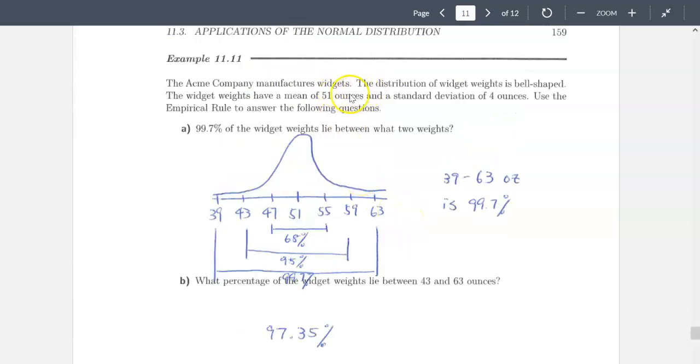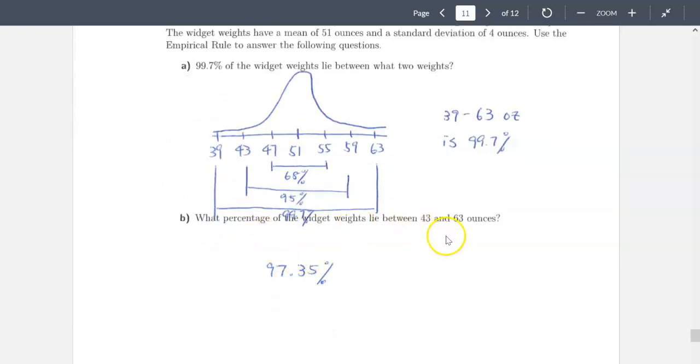And this is again using the empirical rule. You can use the empirical rule especially when the question asks you about 99.7, which should look familiar. They tell you they're making widgets. The most important thing is to look for the mean and the standard deviation. The mean is in the middle, 51. The standard deviation is 4. So we add 4 once, twice, three times, and we subtract 4 once, twice, three times. Remember, the empirical rule says 68 in the middle, 95, and 99.7. So between 39 and 63 is 99.7. They ask you what the weights are, and the same thing goes for 43 to 63.